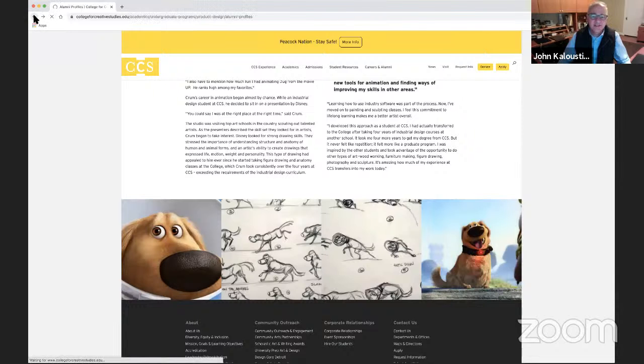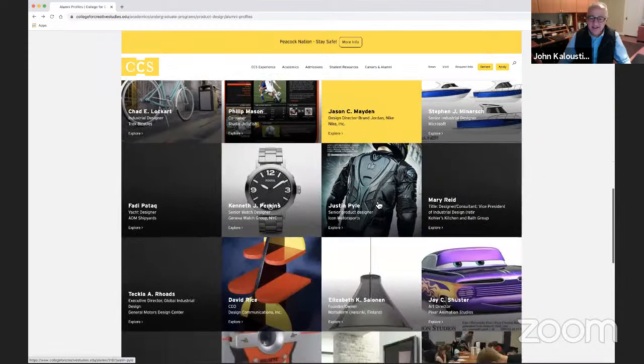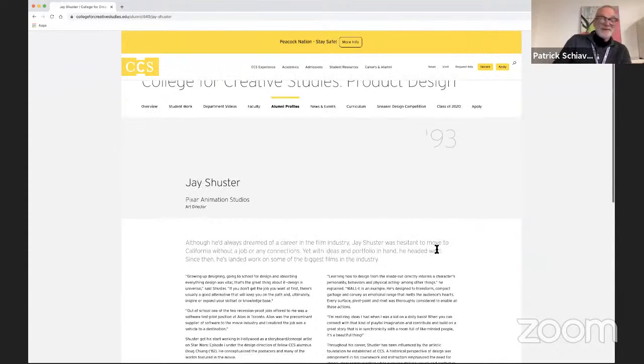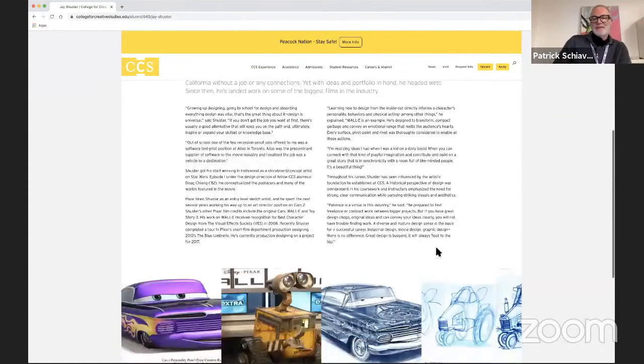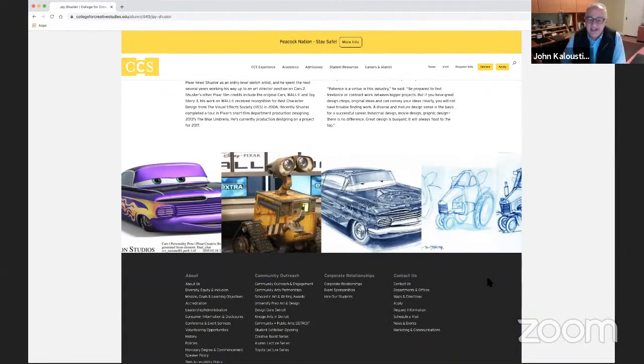And I want to jump to one other student also that's at Pixar, Jay Schuster. Did either of you go to school with Jay? Yeah, I know Jay from Pixar actually, but he's an awful talented guy. Yeah, so Jay's really interesting. I had him as a student.